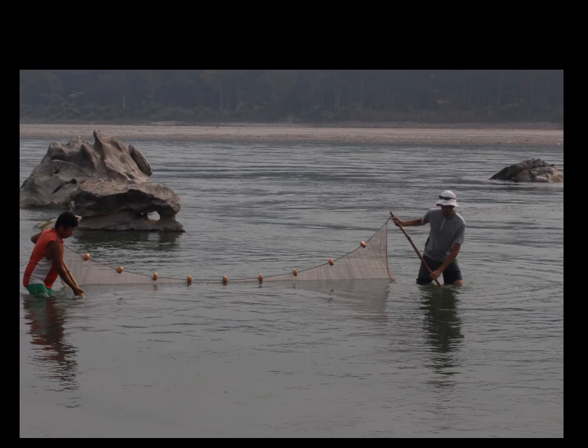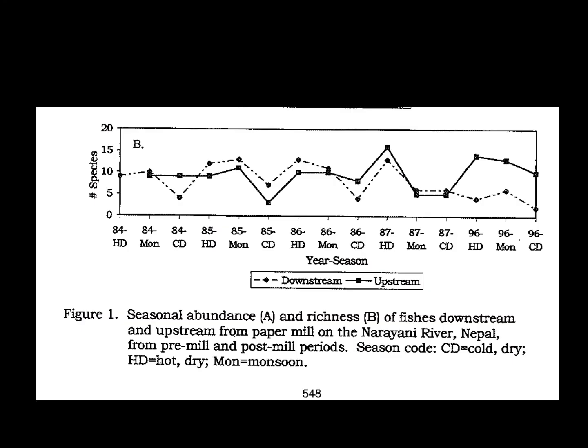This is a picture of myself and my colleague when we were there in 2015 collecting some data from this particular site. So we're looking at fish populations. And so here's a graph showing the results of what we found. These are data related to the number of species of fishes on the y-axis. And then on the x-axis you can see the year and the season. And we collected data at two sites. The dotted line was downstream from the paper mill, and the solid line was upstream from the paper mill.